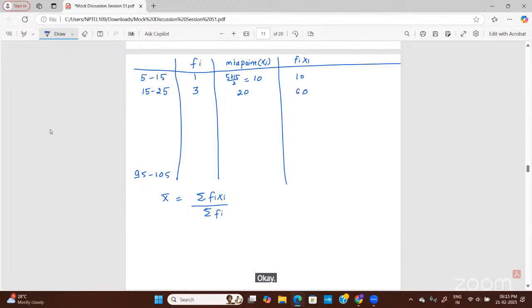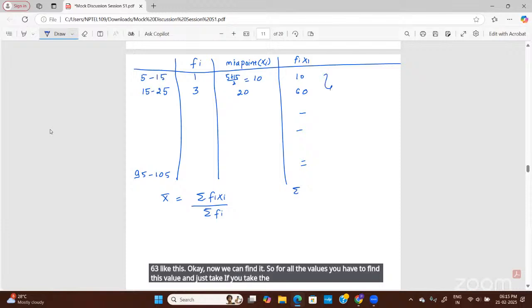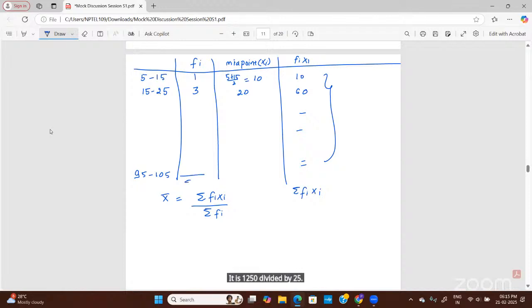Now you can find it for all the values, and if you take the summation of this column, it will give you summation of fi into xi, which is 1250, divided by 25, which is the summation of fi.